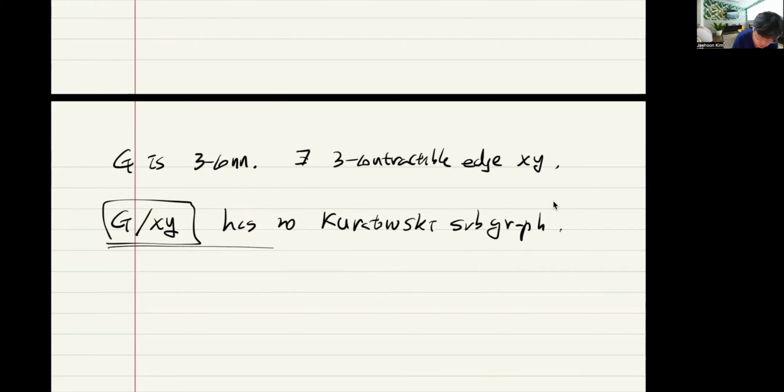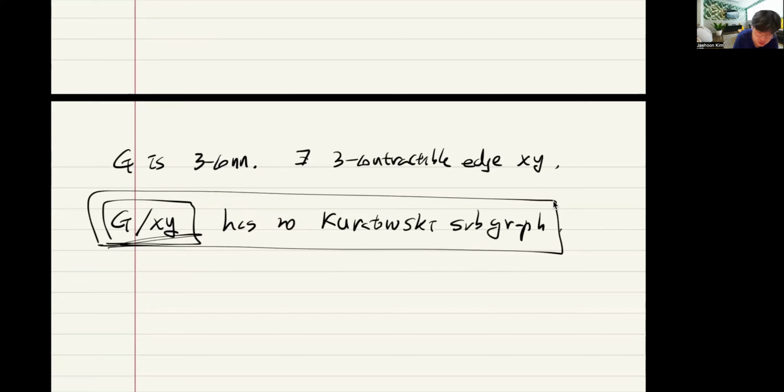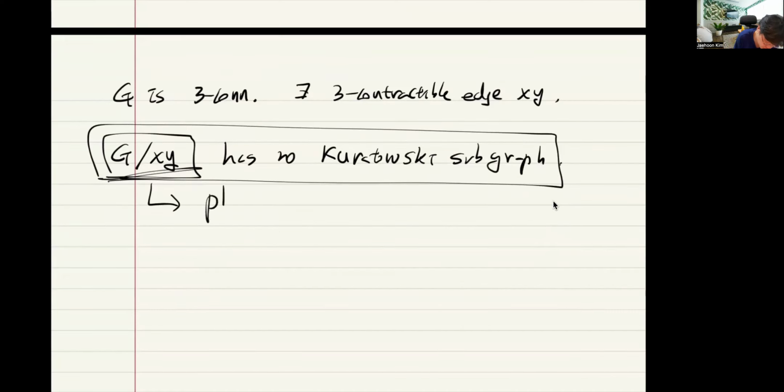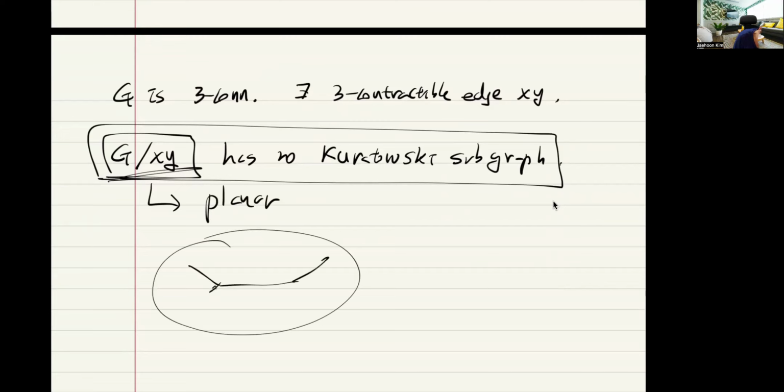If this is true, then what? This is a smaller graph having no Kuratowski subgraph. And our G was a minimal counterexample to Kuratowski's theorem, so this is not a counterexample to Kuratowski's theorem. So this has to be planar, so we can embed this.